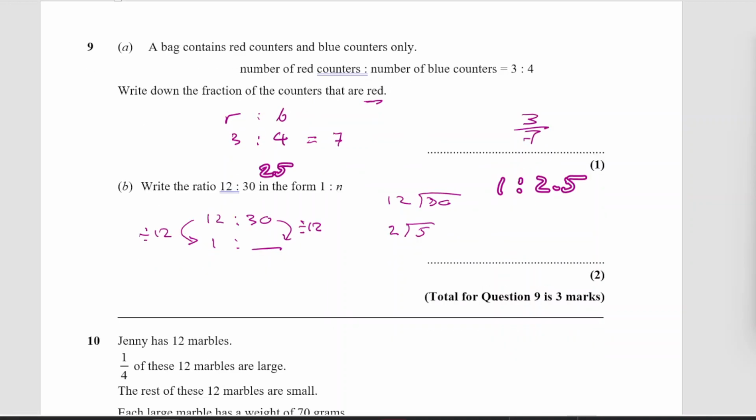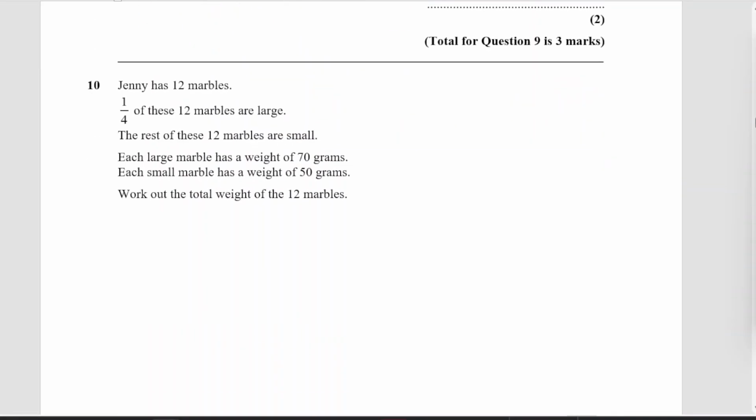Okay, question 10. Jenny has 12 marbles. A quarter of the marbles are large. The rest of the 12 marbles are small. Each large marble has a weight of 70 grams. Each small marble, 50 grams. Work out the total weight. So, in effect, we want to do a quarter of 12 times by 70 plus 3/4 of 12 times by 50.